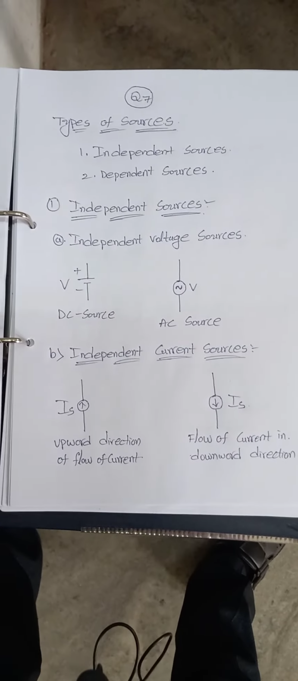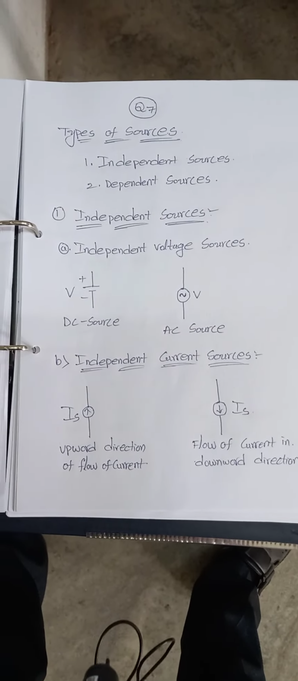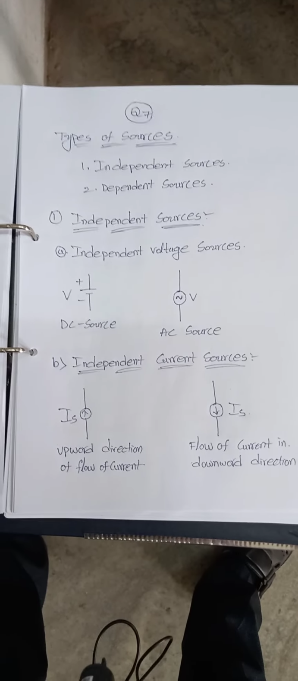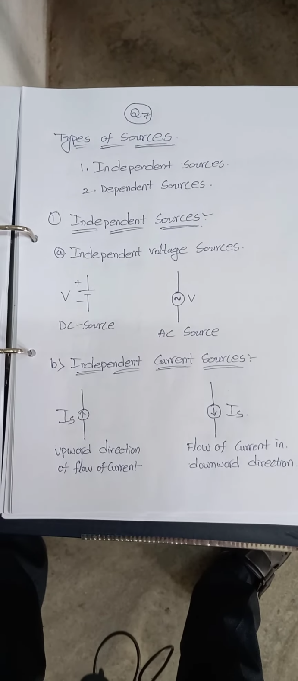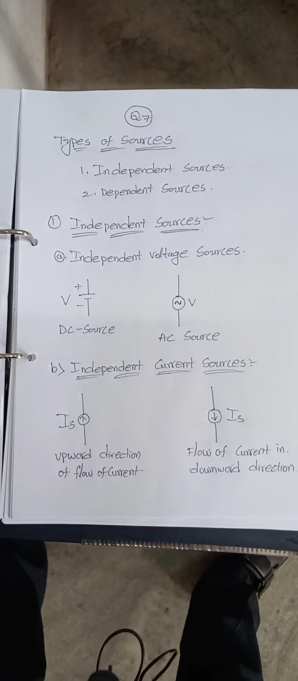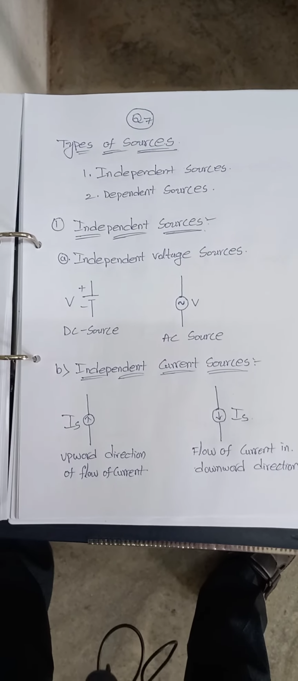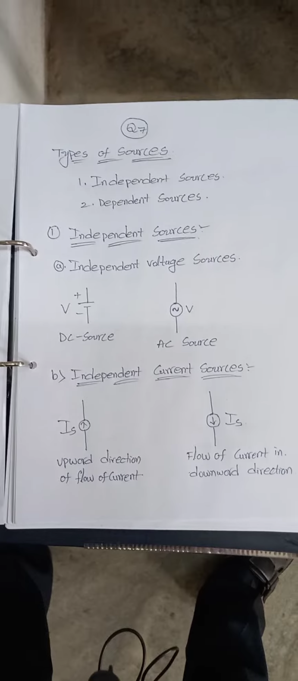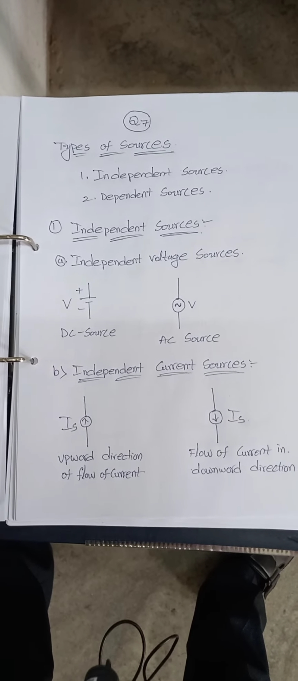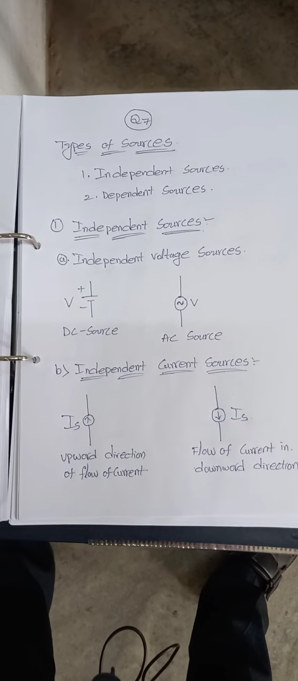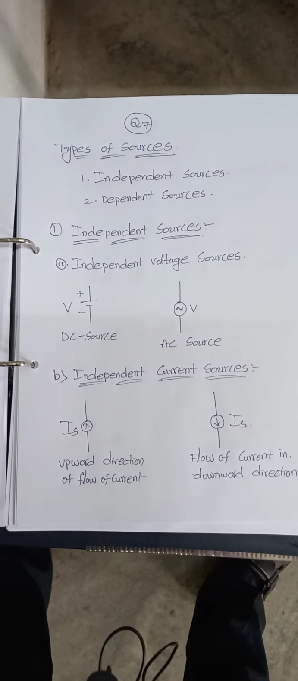After 50 questions, our next question is the 7th question. Types of sources. Basically, voltage and currents are our major sources, but here we have two different types of sources. It means those current and voltage sources we can divide into two categories. One is an independent source, another one is a dependent source.